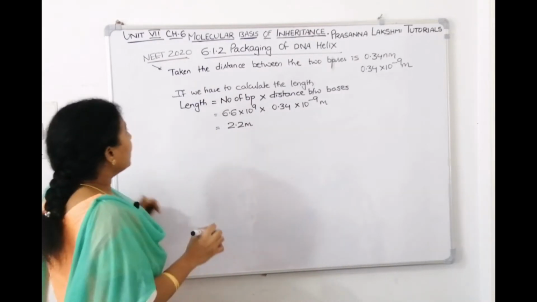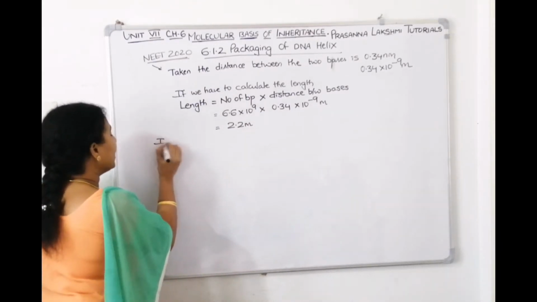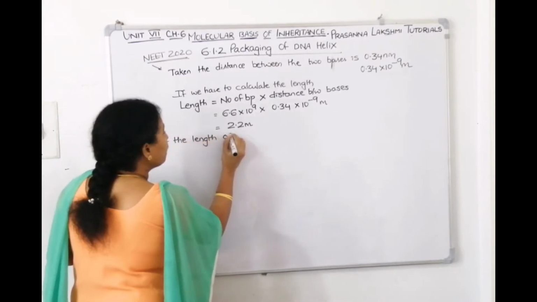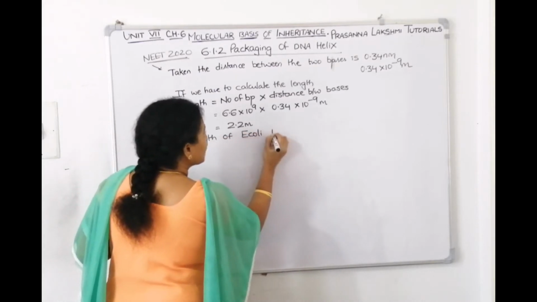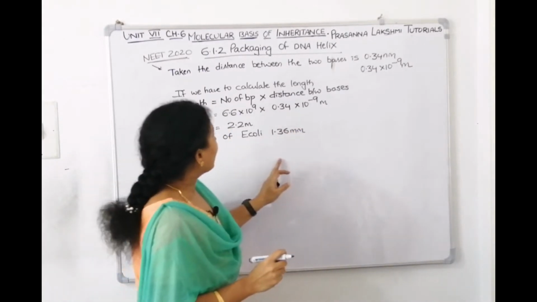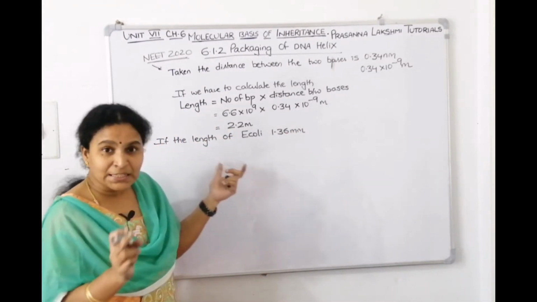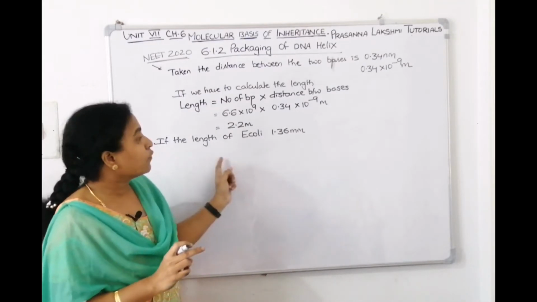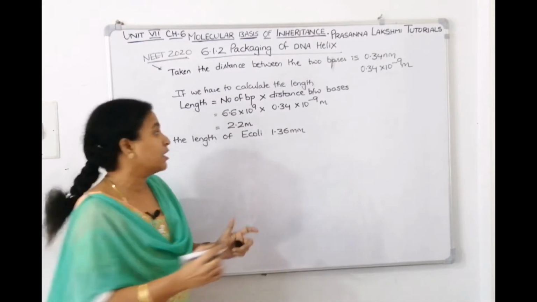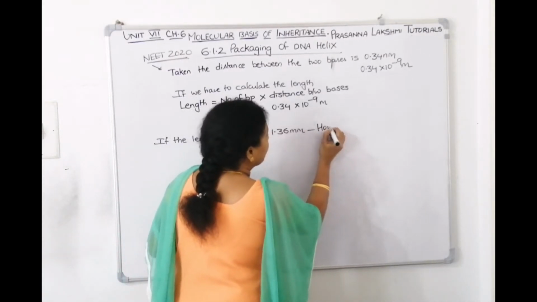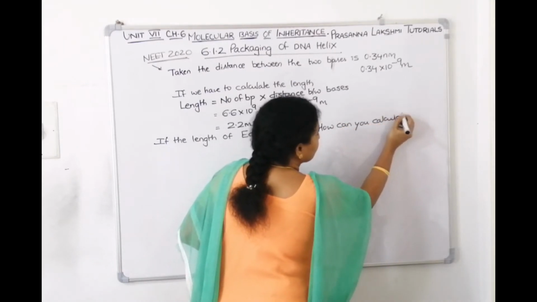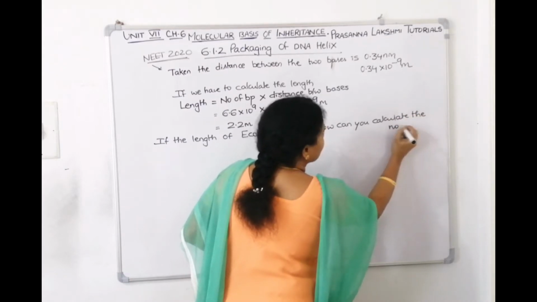Understood? Now, in NCERT they have asked another question. They have given the length of E. coli as 1.36 millimeters. Here we calculated in nanometers or meters, but in NCERT they ask to calculate the number of base pairs if the length of E. coli is 1.36 millimeters. So how can you calculate the number of base pairs?